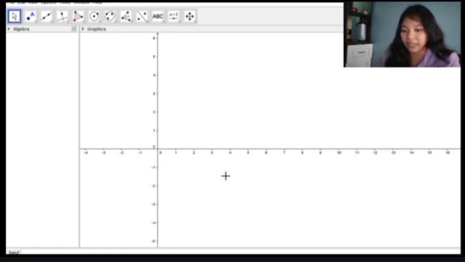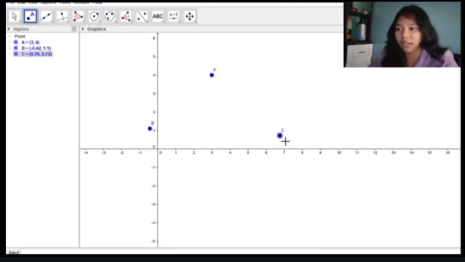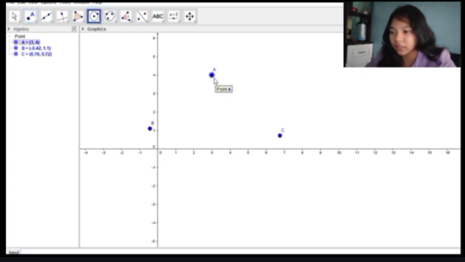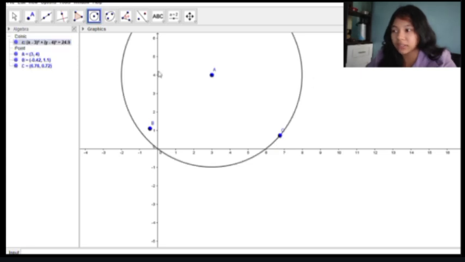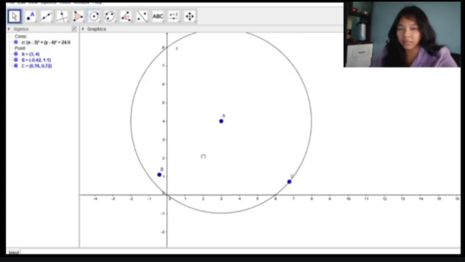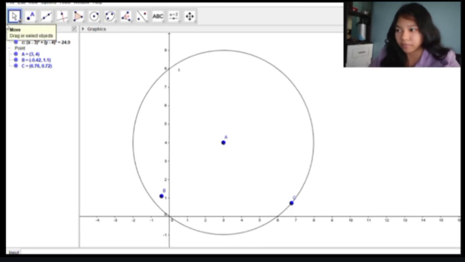Also, they are interconnected. For example, I will use a point. See how I can put a point anywhere in our plane and then it is automatically listed in our Algebra view. Let's say we would like to create a circle. See? The equation of the circle is automatically listed in the Algebra view.